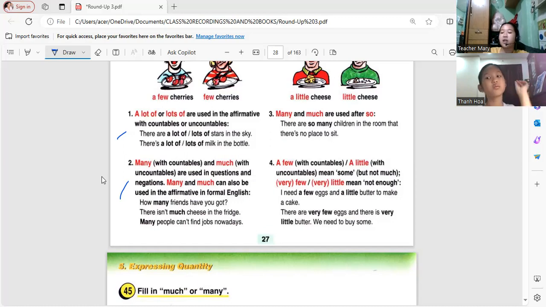Okay, now can you make your own examples? Let's go first with many. Three examples for many. Okay? Don't forget to use countable nouns, okay? All right. Now you may start, three examples for many. Let's practice more so that you can get how to use this many and much, okay?